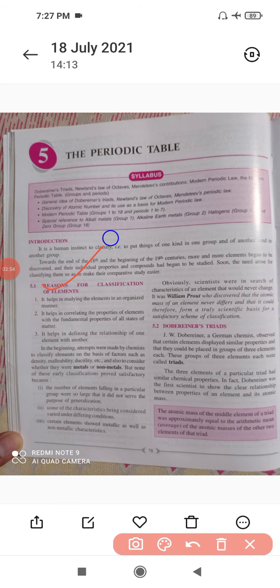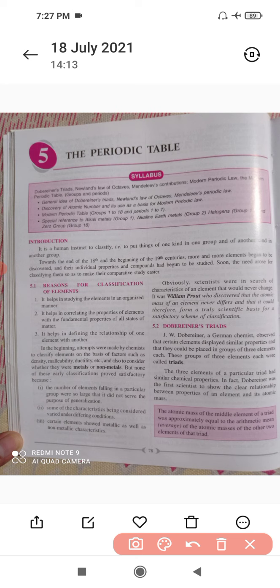Here you can see the reasons for classification of elements. These are important in the exam, so I hope everybody can write the answer if it comes. It helps to study the elements properly, and it helps in correlating the properties of elements. Third, it helps in defining the relationship of one element with another, which is also explained by using this table.